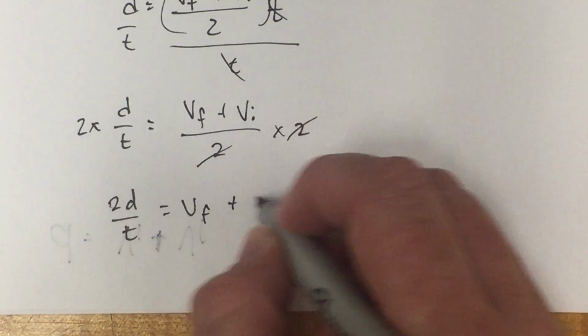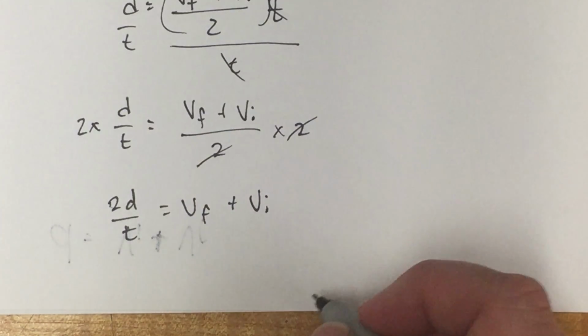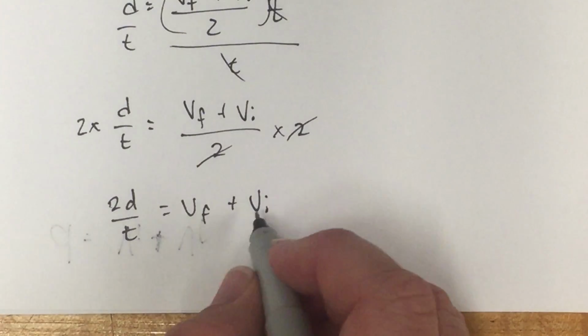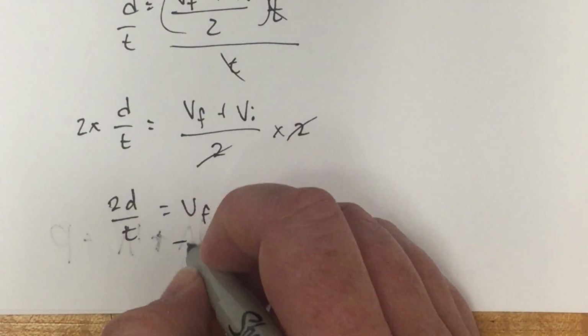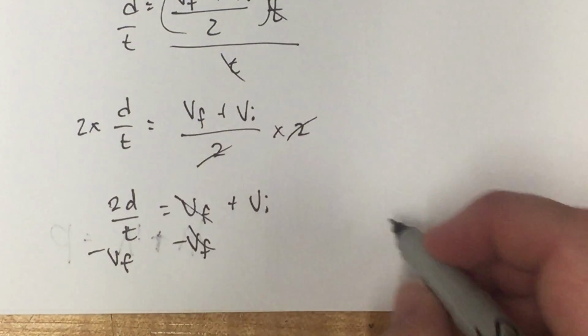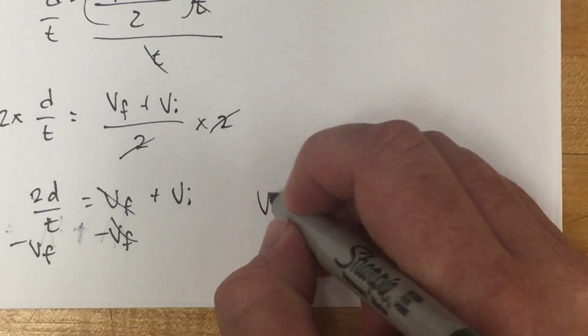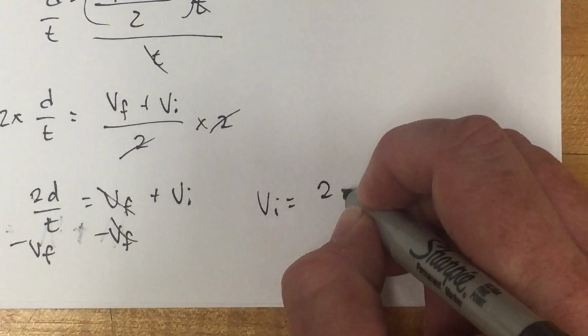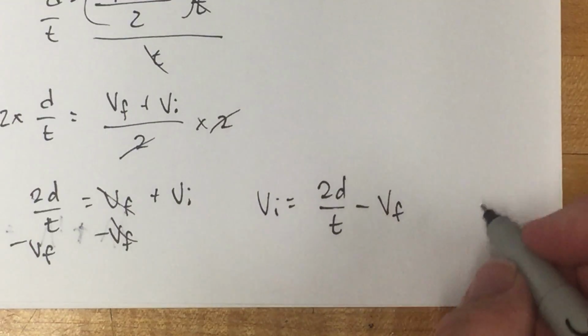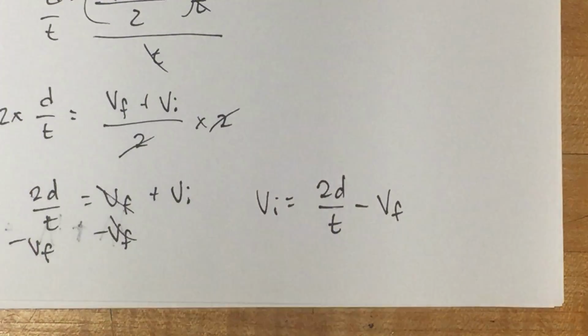equals vf plus vi. This time I'm solving for vi, so I need to bring the vf over. Currently these two are being added together. The opposite of that is subtraction, so minus vf. I cancel that out, and I'm left with vi equals 2d over t minus vf. So those would be the rearrangements for equation 2.